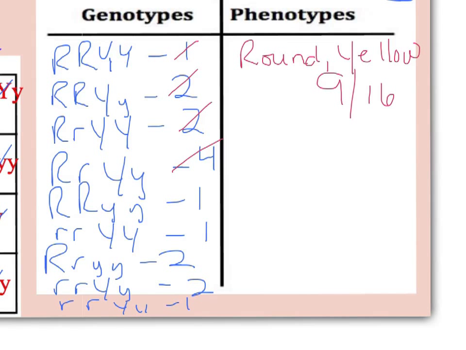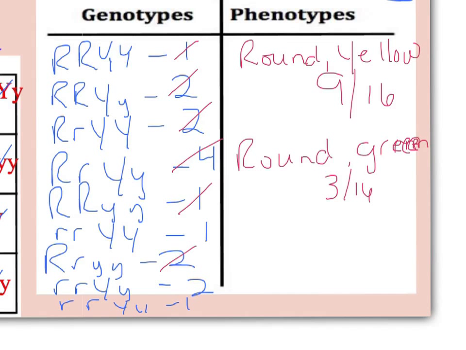Okay, so then I have round and green. Oh, that was bad spelling, right? Okay, well you get it. I have round and green. So I've got this one and these 2, so that gives me 3 out of 16.